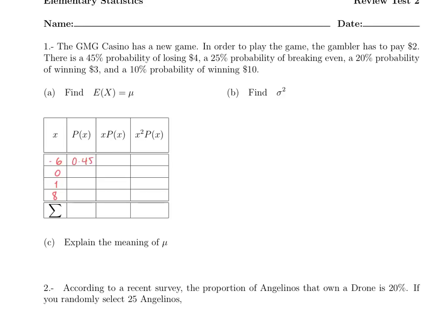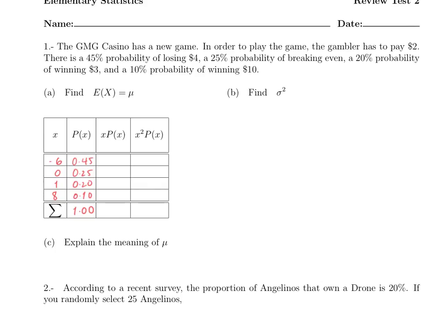Now the probabilities, according to the information, are 0.45, 0.25, 0.20, 0.10. The first thing you need to check is that this actually adds to 1. Otherwise, you do not have a random variable.